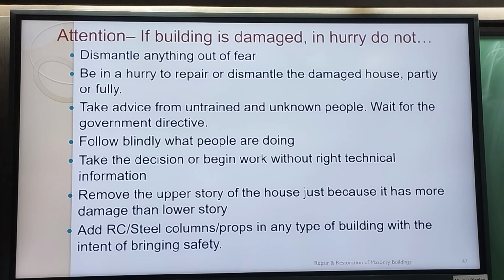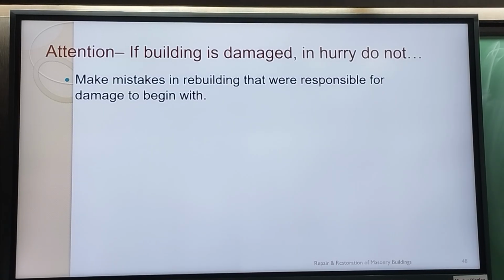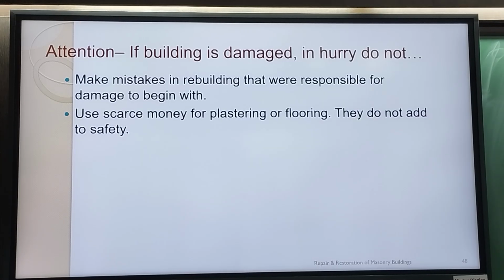Don't add reinforced concrete and steel columns and troughs in buildings to bring safety. We saw that after the Kutch earthquake in Ahmedabad. In the ground story, all these so-called experts came and cheated people into doing this. Again, the wrong thing to do. Do not make mistakes in rebuilding that were responsible for the damage to begin with. Whatever damage took place in the building was because of some mistakes. When you rebuild, don't make those mistakes.